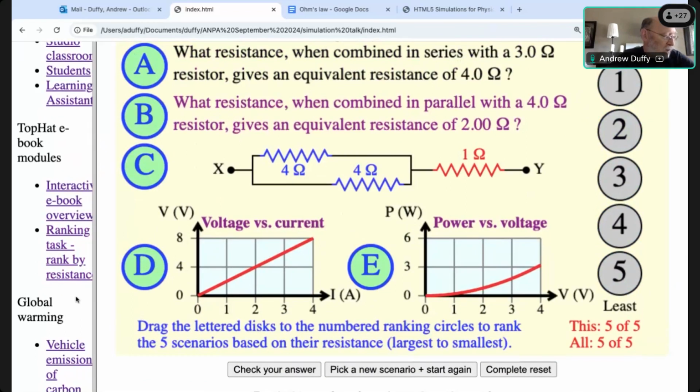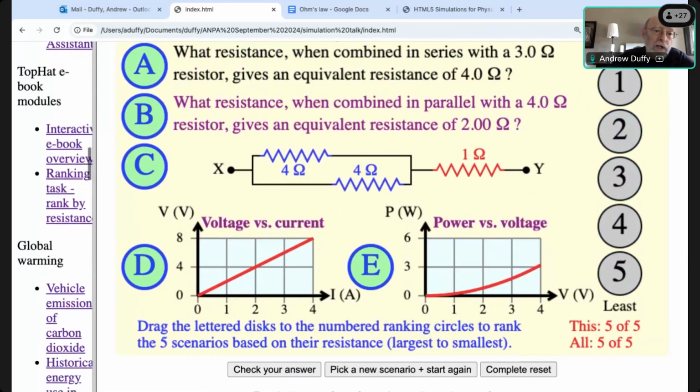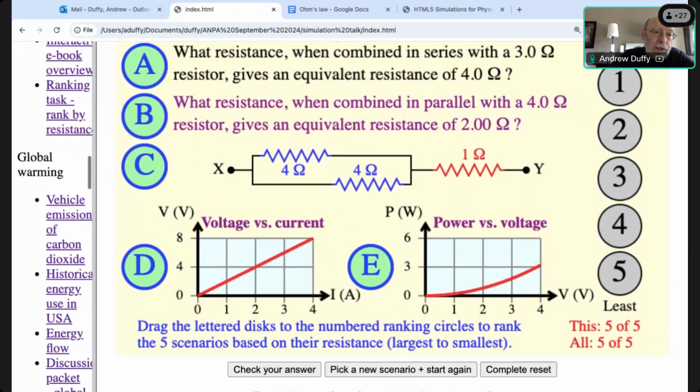Where are we now? 8 minutes after the hour, that's fine. Okay, so probably some of us are interested in global warming. I imagine that's pretty important for Nepal, actually. We have a lot of high mountains and snow and things like that.